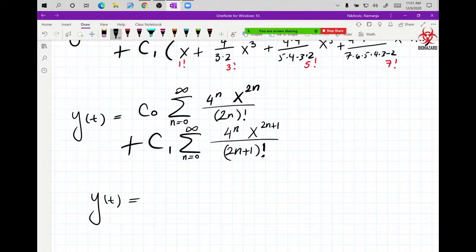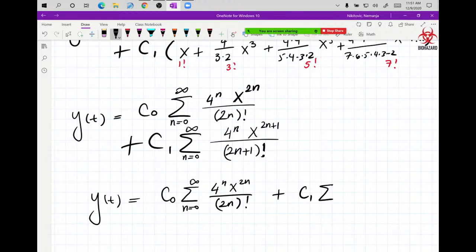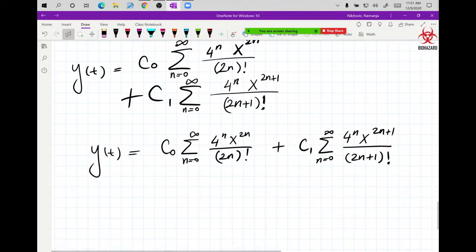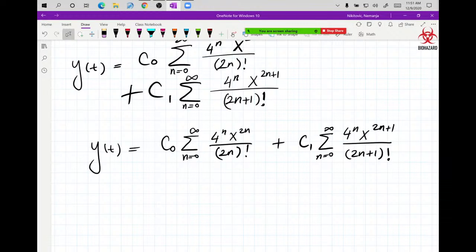y of t is equal to C0 summation n goes from 0 to infinity of 4 to the n x to the 2n over 2n factorial plus C1 summation n goes from 0 to infinity of 4 to the n x to the 2n plus 1 divided by 2n plus 1 factorial. So what are these?